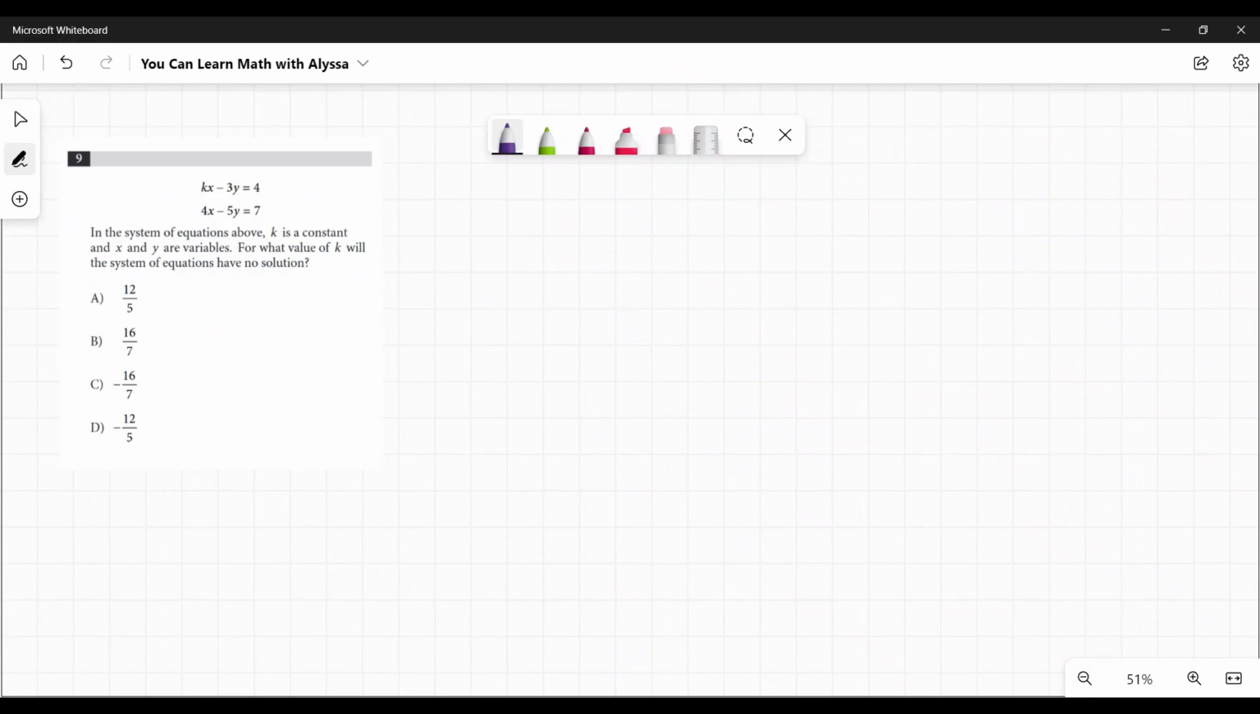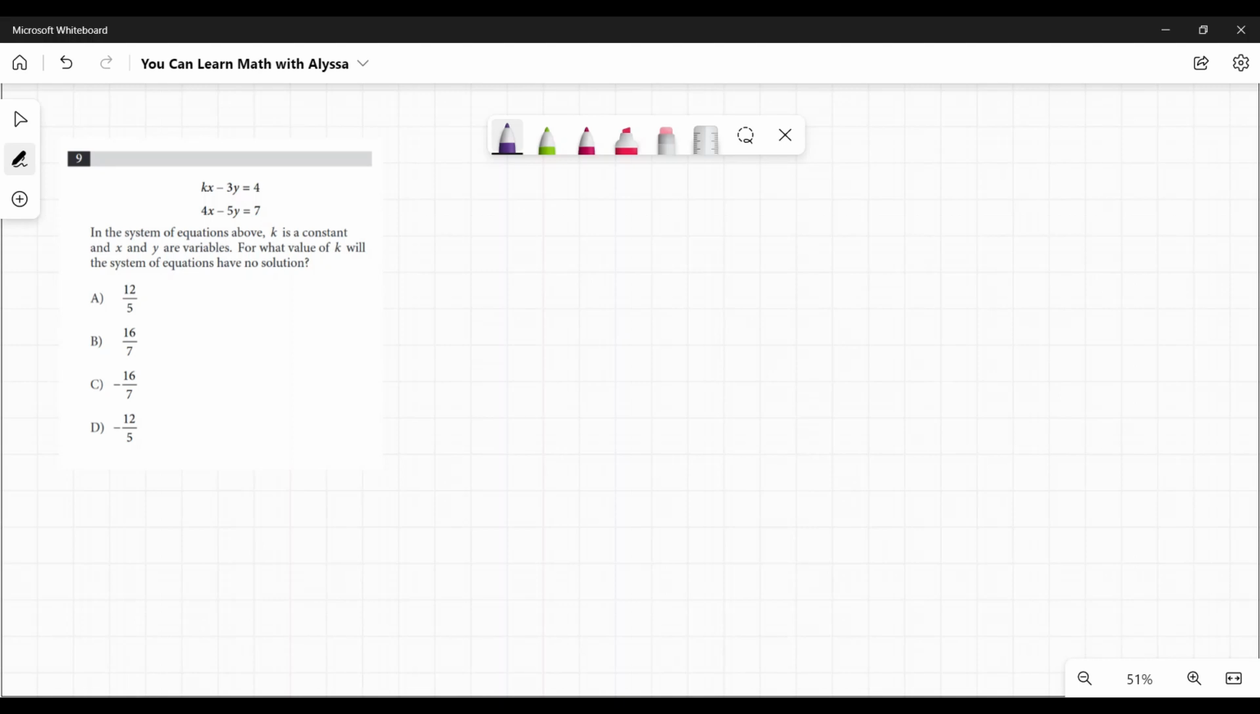Right. Number 9. Kx minus 3y equals 4 and 4x minus 5y equals 7. In the system of equations above, k is a constant and x and y are variables. For what value of k will the system of equations have no solution?